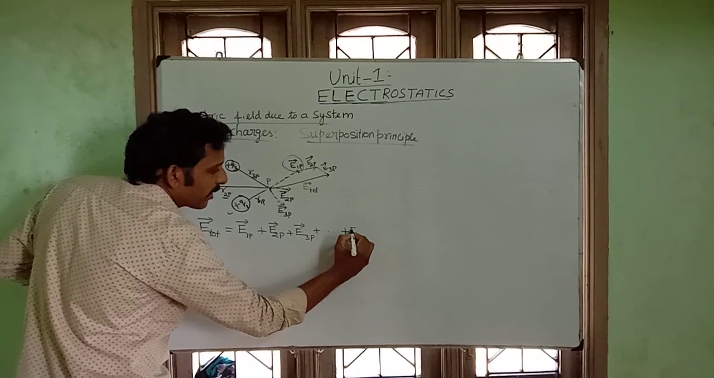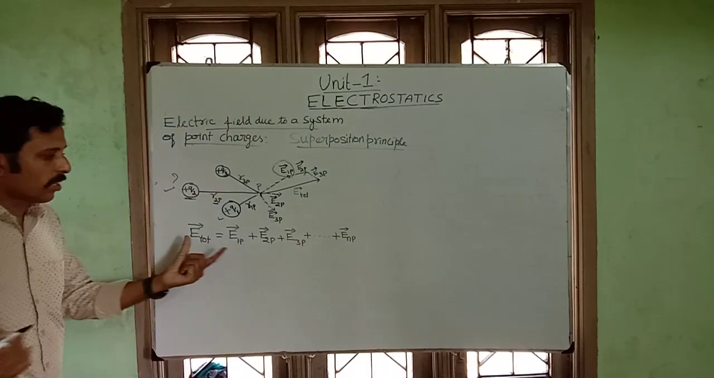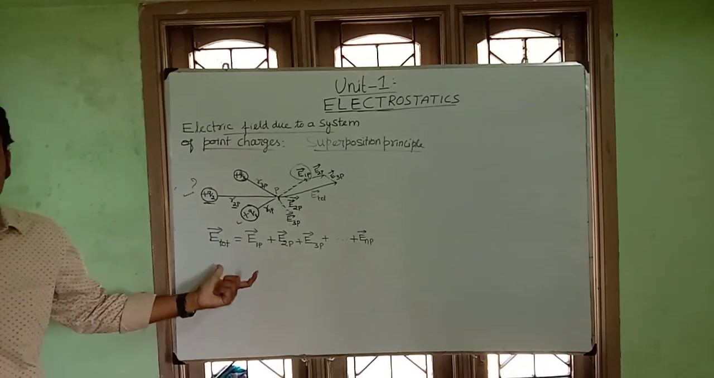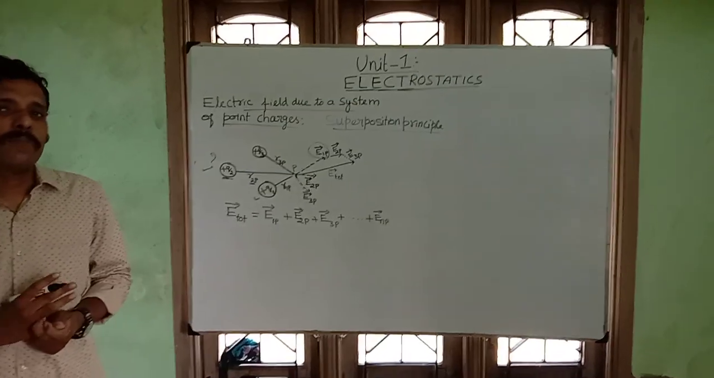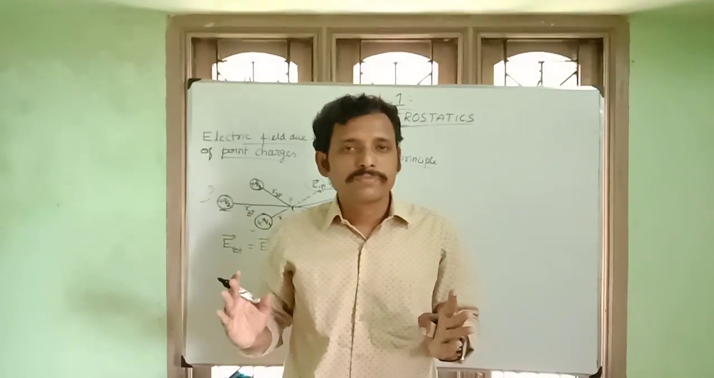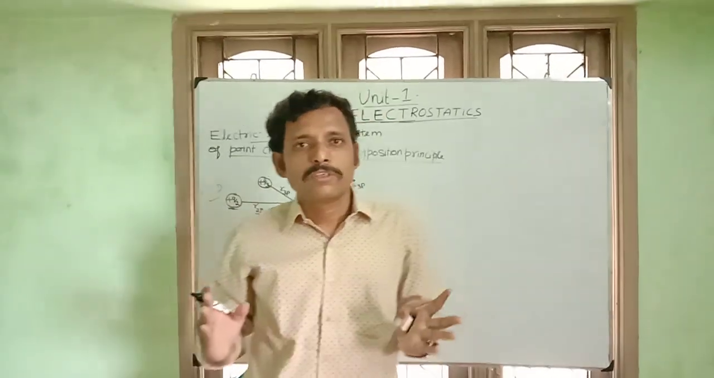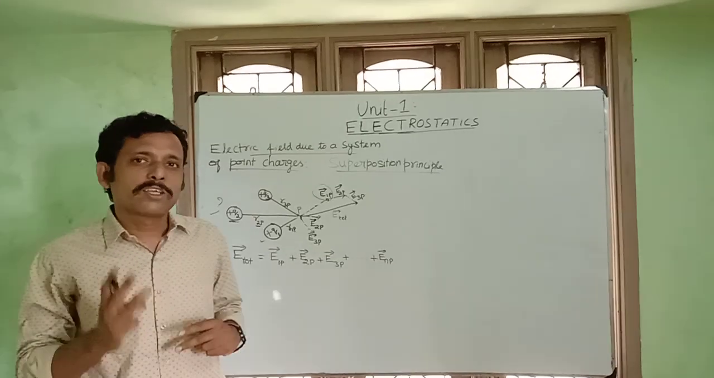Plus up to, I can write as E vector, n charges you have. So according to the superposition principle, it is written like this. Now we go for the formula. What is the electric field due to a point charge formula? I told you it is the mother formula. It is a concept one. We will ask in problems, so understand the concept I told. 1 by 4 pi epsilon naught q by r square.